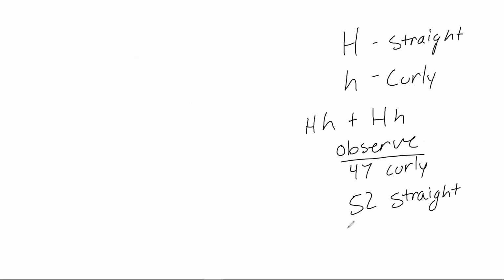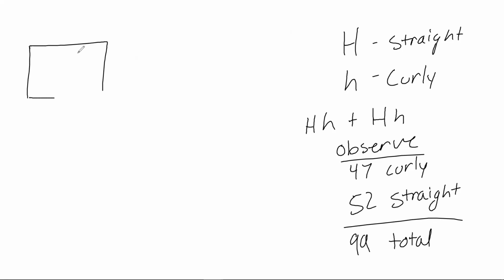Well, what's my total? 99. Why didn't I pick 100? Oh well, 99 total. I am measuring 99 offspring. And so, how do I find the expected? Well, I've got to do some ratios. So I have a heterozygous plus a heterozygous. Let's draw that out.